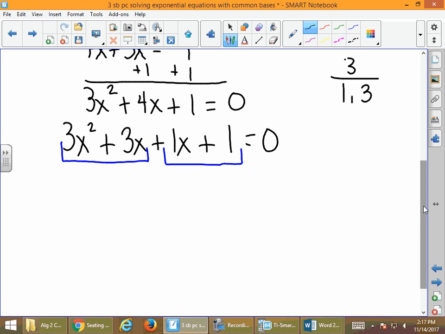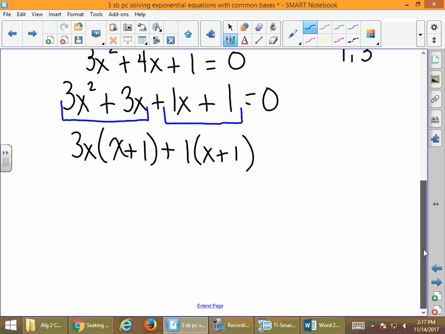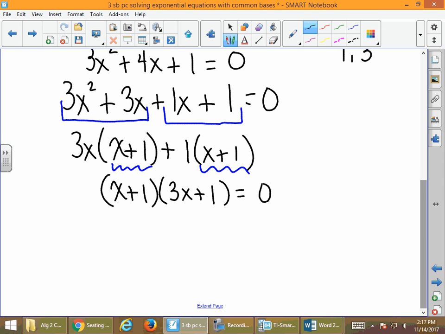Because now our greatest common factor in the first group is 3x. And we're left with x plus 1. And our greatest common factor in the second group is 1. And we're left with x plus 1. And now, we've got x plus 1 from each group. And then we have the 3x plus 1. And once again, I hope that you can tell me that x equals negative 1, that x equals negative 1/3. If you can't, that's okay.